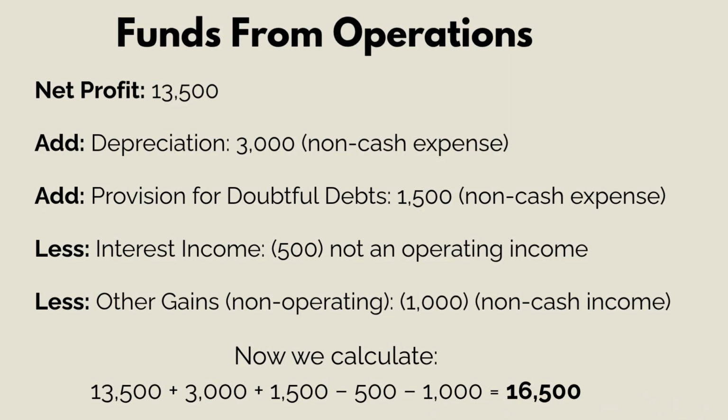Our net profit is $13,500. To this number, we add depreciation of $3,000 because it's a non-cash expense. We add the provision for doubtful debts, which is $1,500, which is also a non-cash expense. We will deduct interest income of $500, non-operating income, and we will also deduct other gains of $1,000, which is a non-cash income. So we calculate 13,500 plus 3,000 plus 1,500 minus 500 minus 1,000 equals 16,500. So funds from operations for this example is 16,500, and this will appear as one of the major sources of funds in the final statement.